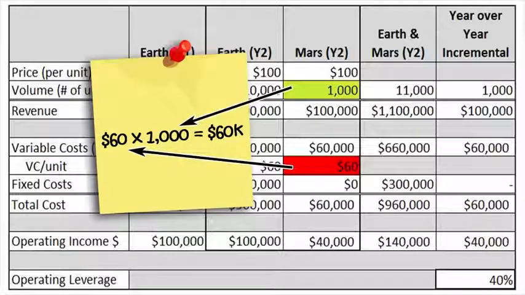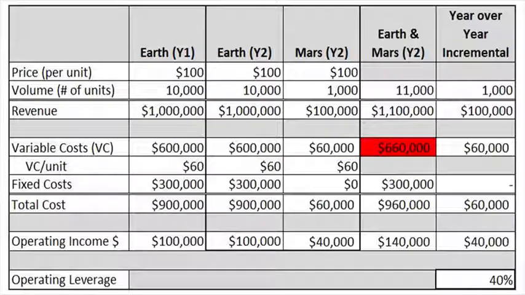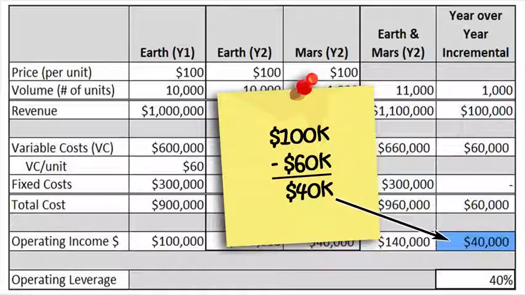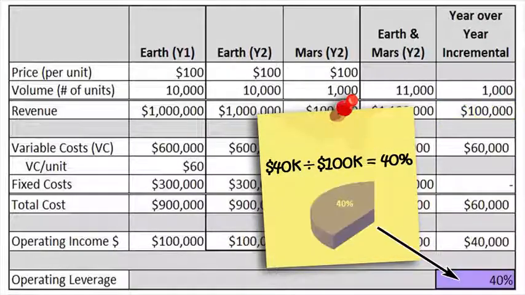Let's check. Variable cost per unit remains at $60 per unit, setting the total variable cost of the Mars products at $60,000, and increasing the total cost for year 2 to $660,000. No additional investments were required, therefore no additional fixed costs. So yes, incremental sales to Mars of $100,000 less $60,000 in variable costs with no additional fixed cost produces $40,000 incremental operating income. The ratio of operating income dollars to revenue equals 40% operating leverage.